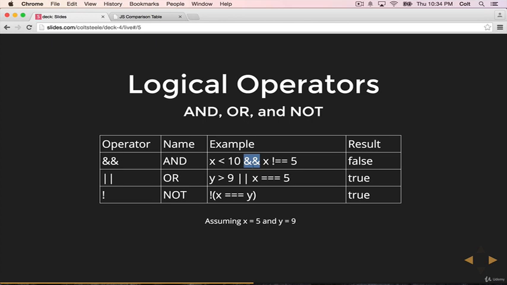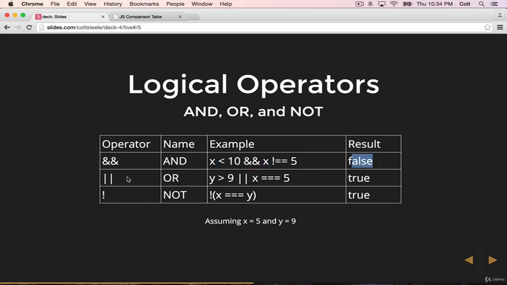So we'll evaluate both sides. x is less than 10. That is true. 5 is less than 10. x is not equal to 5, and that is false. So we end up with true and false. And the way that and works is that it requires both sides to be true, left and right. And that's not true in this case. Only the left side is true, so the entire thing is false.